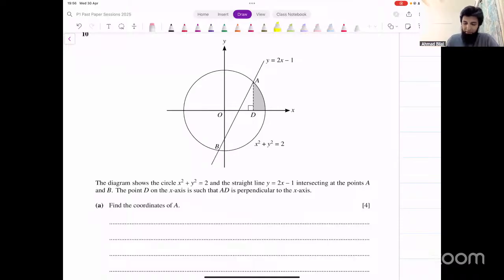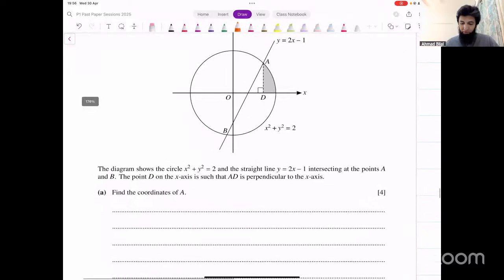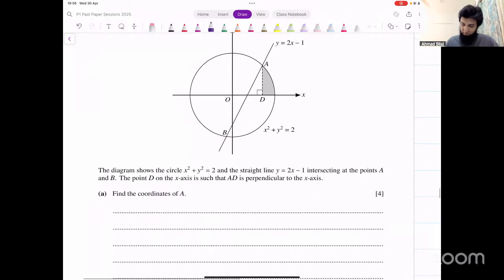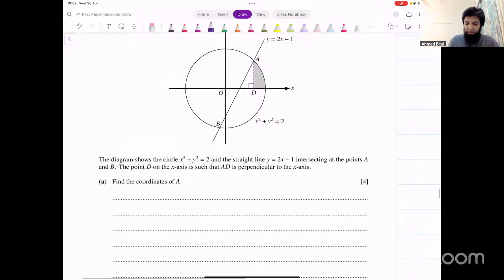The point D on the x-axis is such that AD is perpendicular to the x-axis. AD is perpendicular to the x-axis. Find the coordinates of the point A first of all. Okay, now how do we do that? It's 4 marks. We can just solve them simultaneously. A is the point of intersection of the line and the circle. So just solve those two equations simultaneously and see what that gives you.